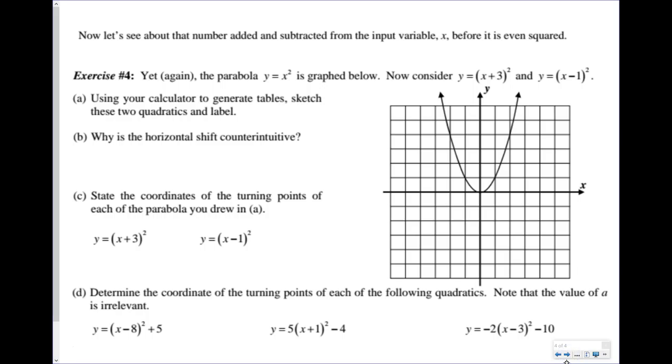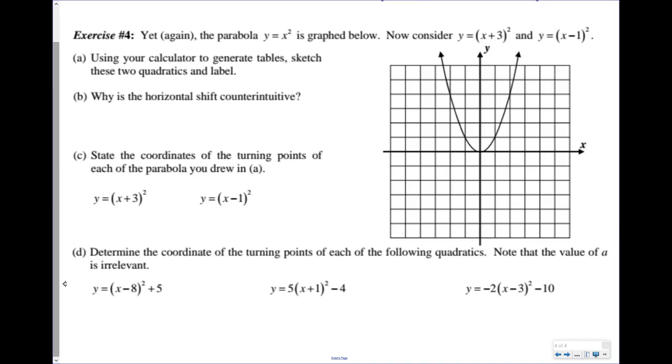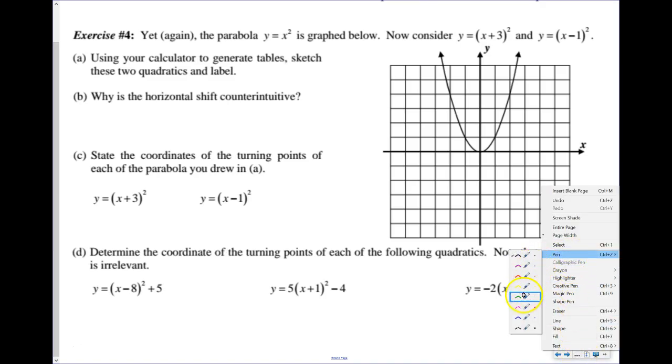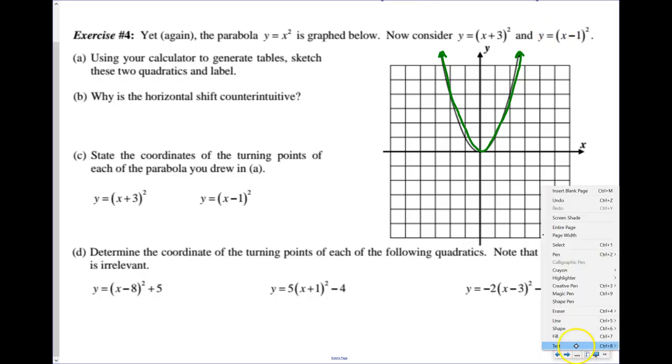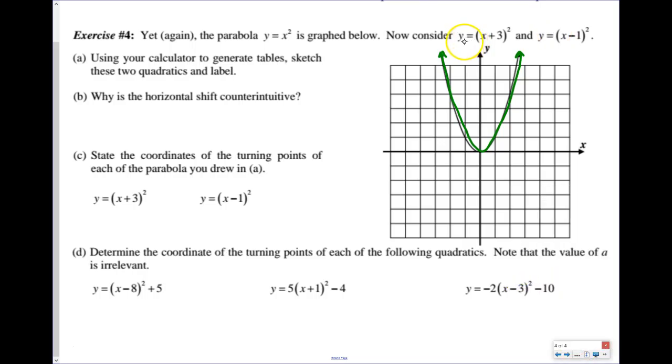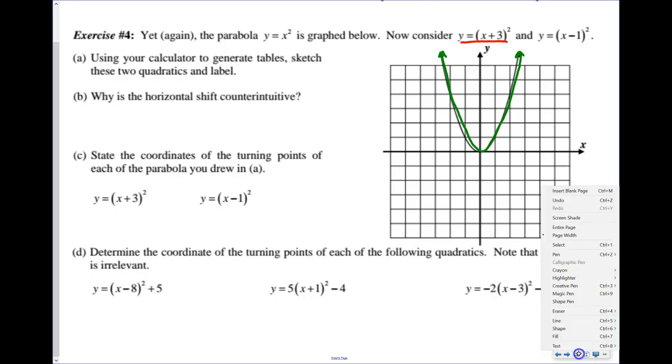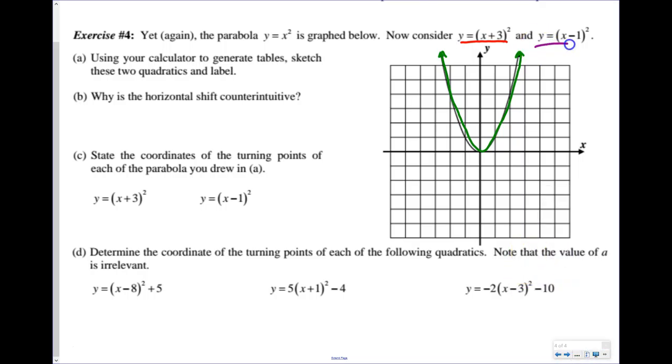So finally, let's take a look at what happens when we have a number subtracted inside the parentheses. So again, we have our original shift here with y equals x squared. I'm going to highlight it in green again. It's our basic x squared function, no bx, no c. And now let's consider what happens when we add a number and subtract a number in the inside. So I have y equals x plus 3 squared, and I have y equals x minus 1 squared. Same thing, let's use our calculator to generate tables and sketch the two quadratics.